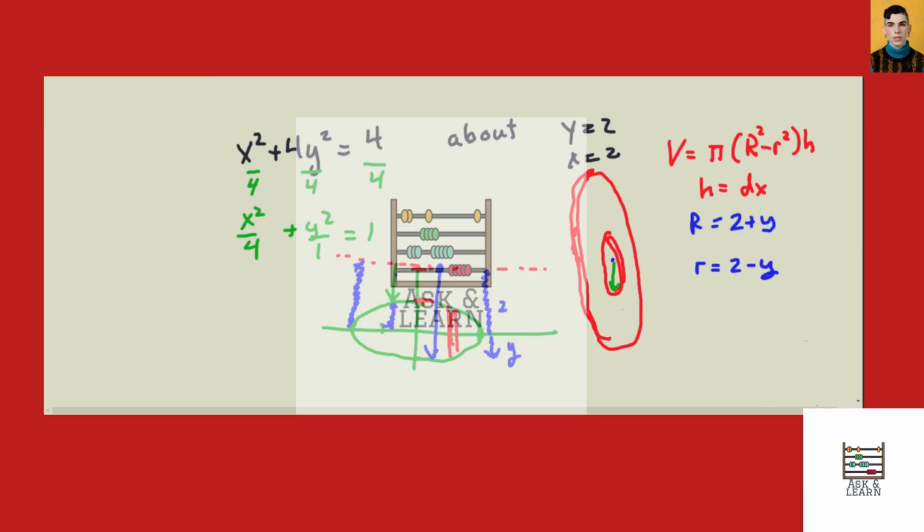Okay, so we can't put that in because we're going to integrate with respect to x. So we have to get the y out of here. So I'm going to solve the equation for y. I get y squared equals 1 minus x squared over 4, and so y is plus or minus the square root of 1 minus x squared over 4. The way I have it written here, I'm going to use the plus both times: 2 plus y and then 2 minus y. So big R is 2 plus that square root, and little r is 2 minus that square root.